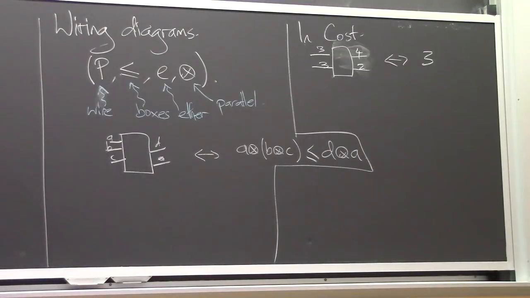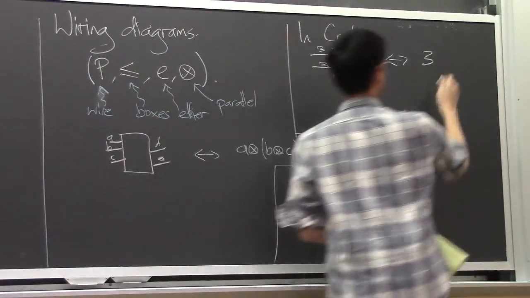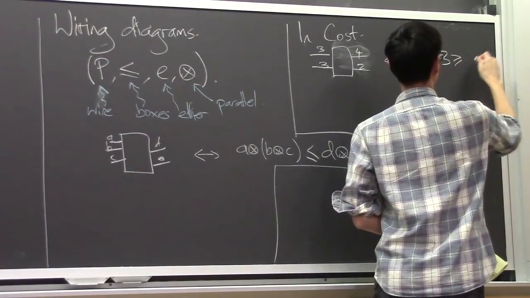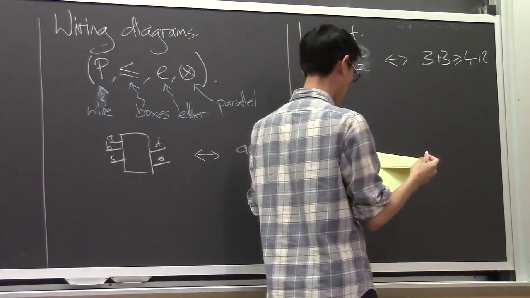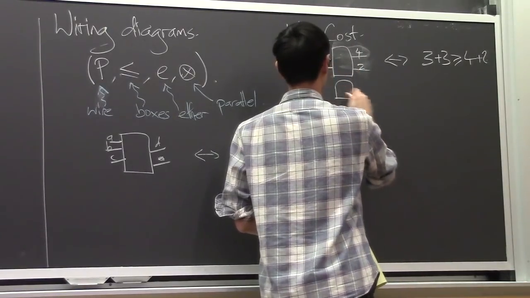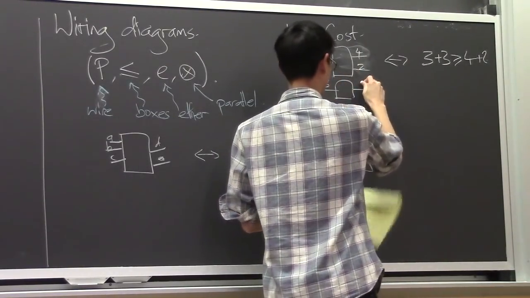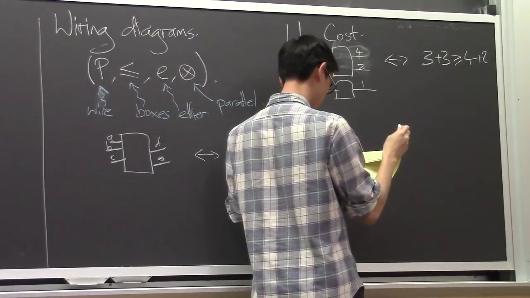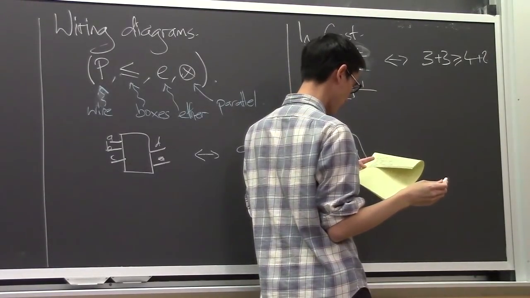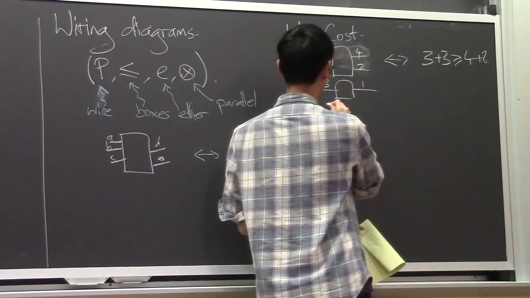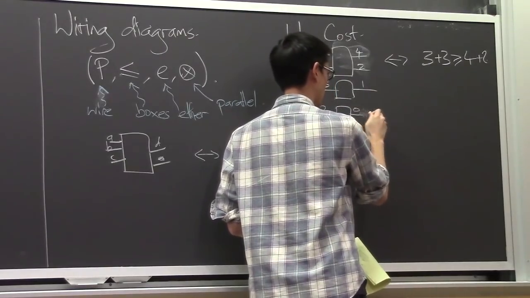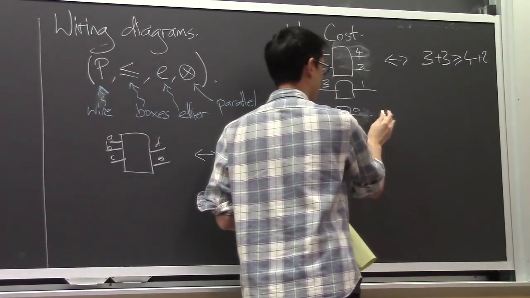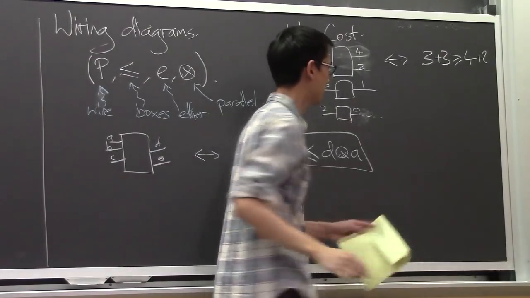I'm working in cost, so my order product is plus, and our order is greater than, so this box represents the fact that 3 plus 3 is greater than 4 plus 2. Right? And you can also have things like 3 is greater than 1. And we can have, say, that 2 is greater than 0, but because of what David mentioned yesterday, the 0 can kind of be ignored, so this can kind of just fade out.